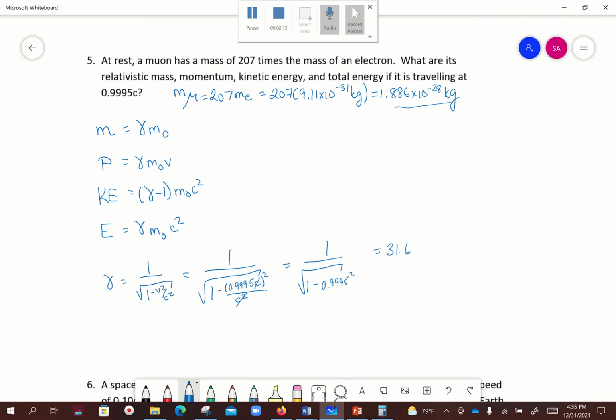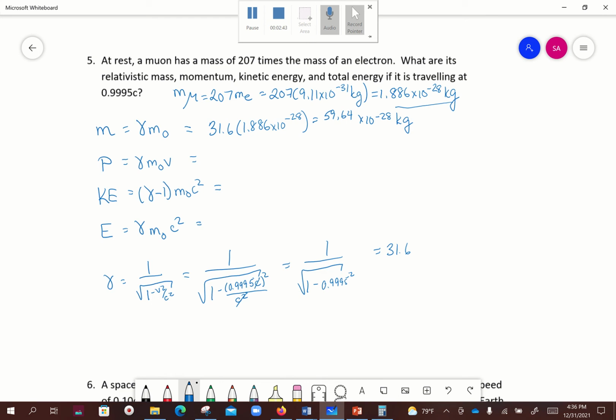So now I can take that value for gamma and I can plug it into all these other equations that I had. So I've got 31.6 times m0. m0 was what we calculated earlier, 1.886 times 10 to the minus 28. And that gives me 59.64 times 10 to the minus 28. And it's a mass, so the units are kilograms. All right, so that one was easy.